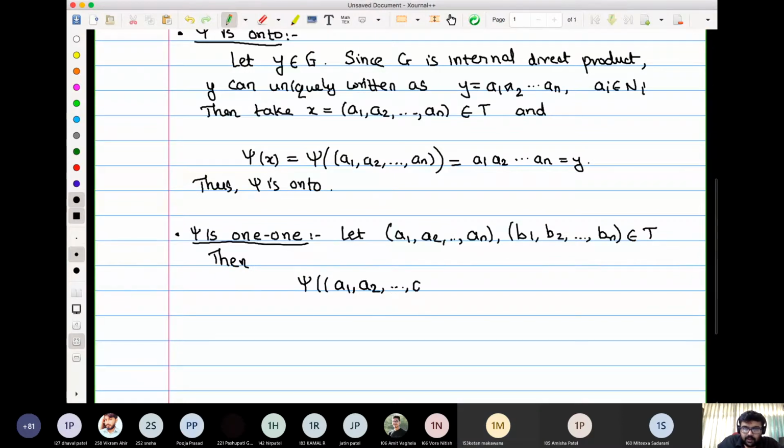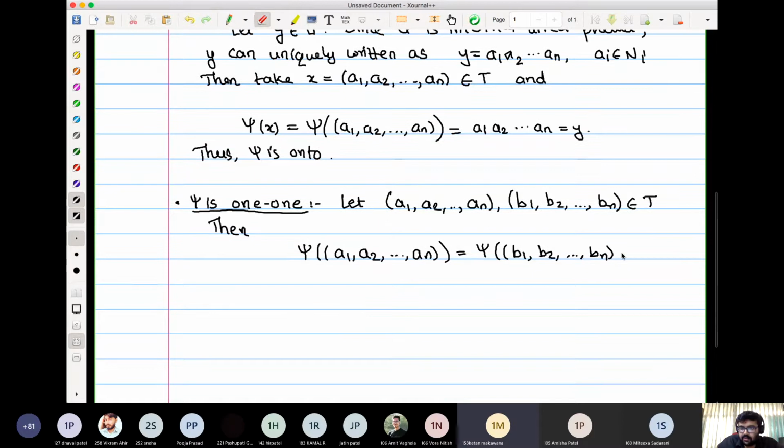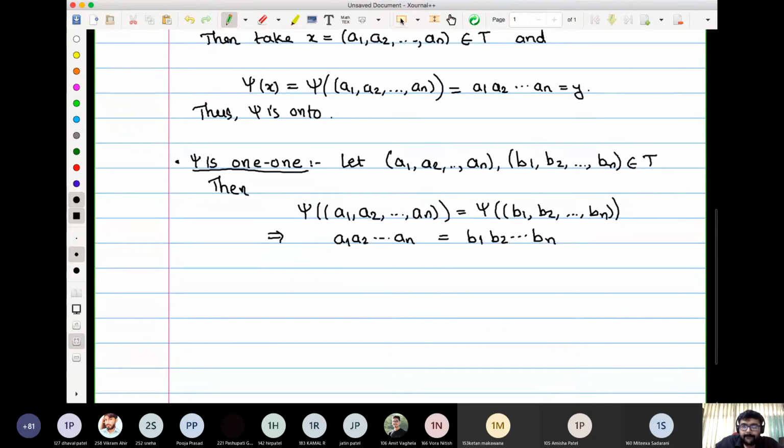Try it, it's fine if you get stuck. So psi of a1 b2 up to an equals psi of b1 b2 up to bn, which implies the product a1 a2 up to an equals the product b1 b2 up to bn. But we have to show that these two elements are equal. These are only products that are equal, the multiplication is equal. The elements are not yet equal.